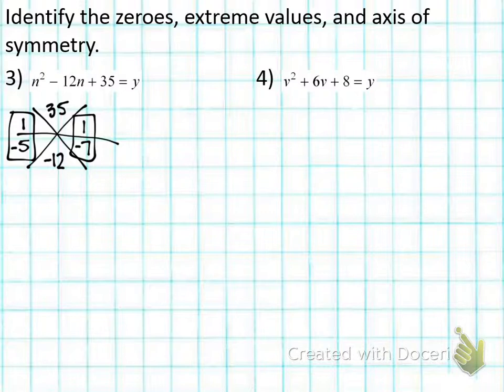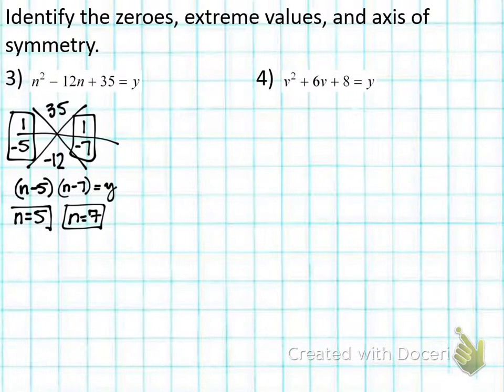Okay, so now we're going to rewrite this as n minus 5 in its own parentheses times n minus 7 in its own parentheses is equal to y. Okay, what are my two answers then? N equals 5 and n equals 7, right? Does that make sense? Yes. Okay, now are we done? No. No, now we have to find the extreme values. How do we find extreme values?